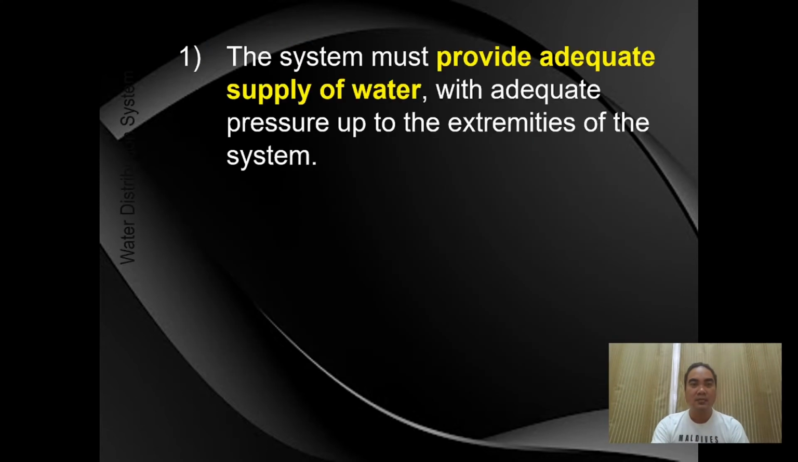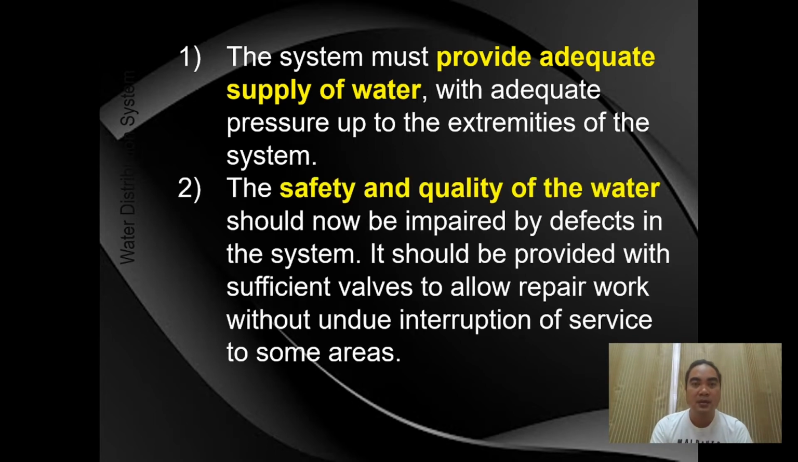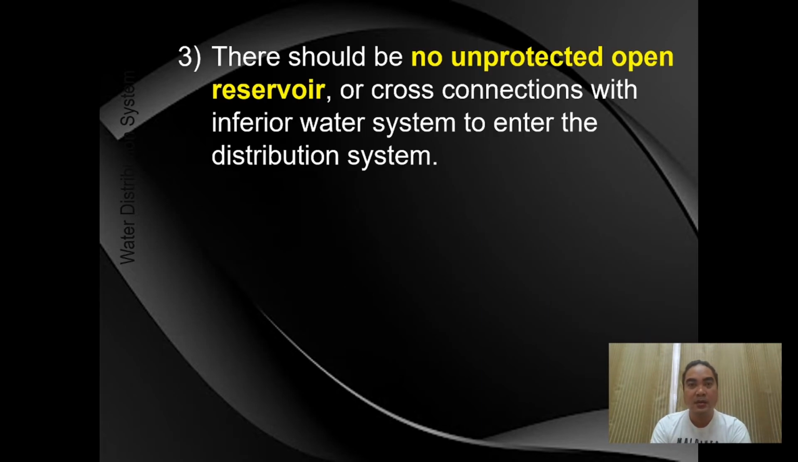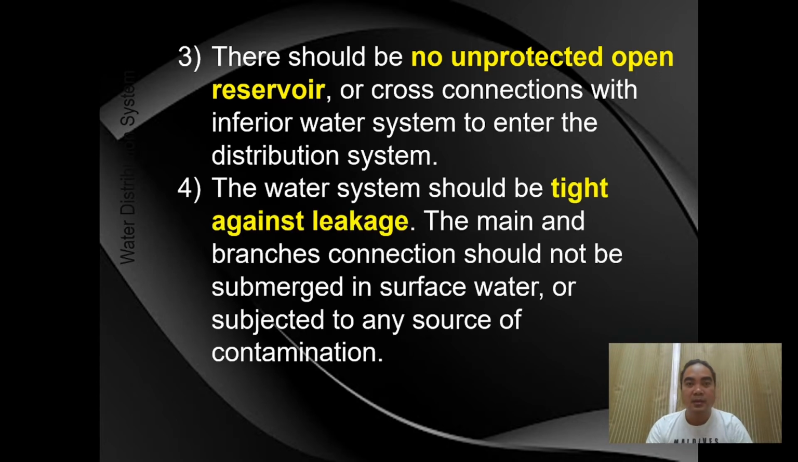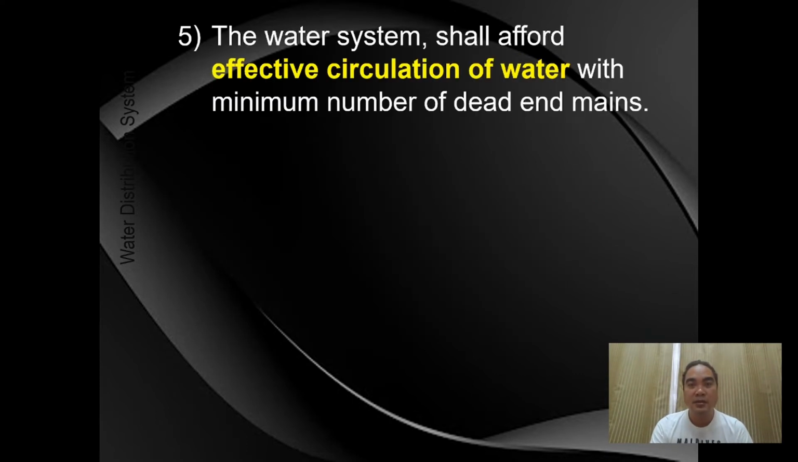Water distribution system. The system must provide adequate supply of water with adequate pressure up to the extremities of the system. The safety and quality of the water should not be impaired by defects in the system. It should be provided with sufficient valves to allow repair work without undue interruption of service to some areas. There should be no unprotected open reservoir or cross connection with inferior water system to enter the distribution system. The water system should be tight against leakage. The main and branch connections should not be submerged in surface water or subjected to any source of contamination. The water system shall afford effective circulation of water with a minimum number of dead end mains.